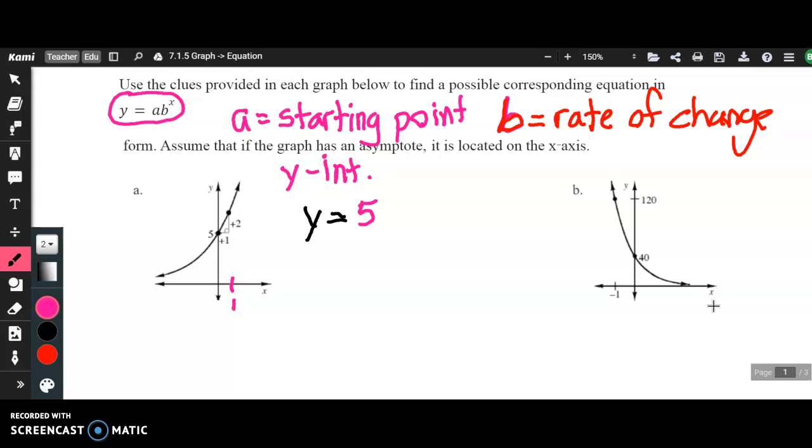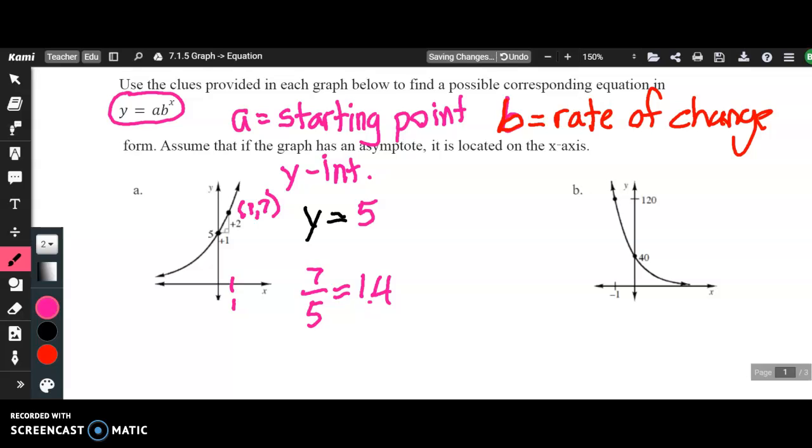So what I'm going to want to do is figure out, okay, well, if I go over 1 and up 2, my next point would be at 1, 7. I know it started at 5, so now that I know that it started at 5 and went to 7, what I can do is, because I know that it only went over 1, take 7 and divide that by 5 to see how much it went up by. If I do 7 divided by 5, I should get 1.4.